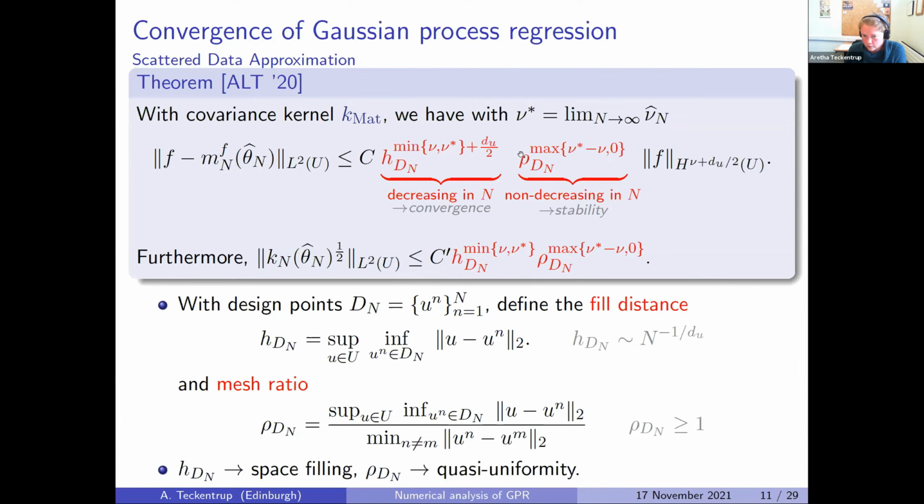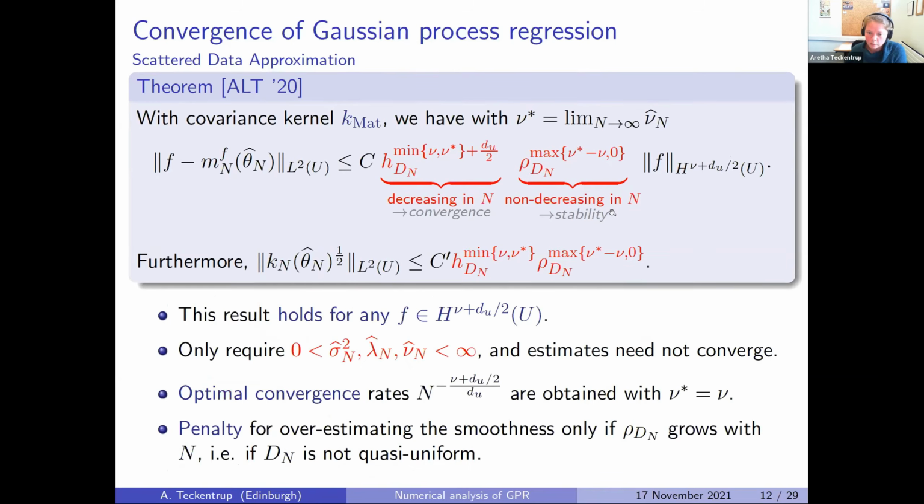There is this other thing coming in here, which is related to some stability issues. But I don't want to spend too much on that because I'm realizing I'm already running a bit behind time. Yeah, so this is really related to stability. And so this is actually a term that is not decreasing in n, so it's either a constant or increasing in n, and so that can come in as well.